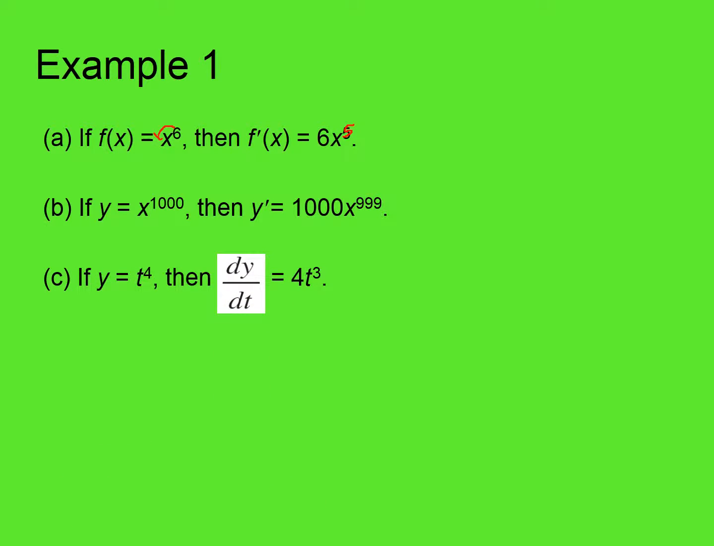And let's go Leibniz here. y is t to the fourth. So the derivative of y with respect to t is, bring down the 4, subtract 1 from the exponent, 4t cubed. The derivative with respect to r of the function r cubed is 3r squared.